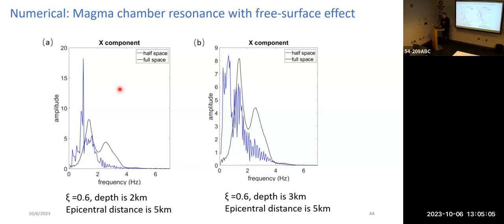Is that a spurious effect, or is it real in the magma chamber? I think that comes from the reflection from the free surface, because the black line is calculated by the full space boundary element, which represents the natural frequency of the ellipsoid. That is very smooth. But after I add the free surface, the spectrum becomes much weaker. So the half space is the blue one.